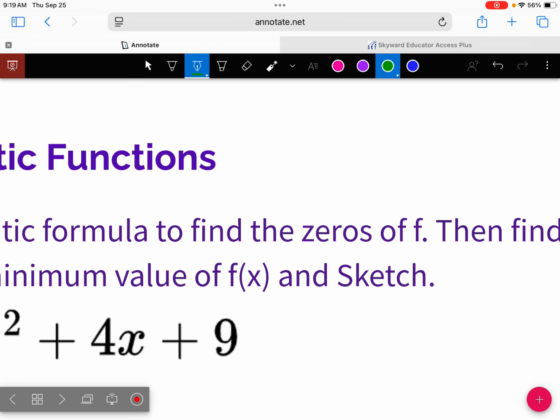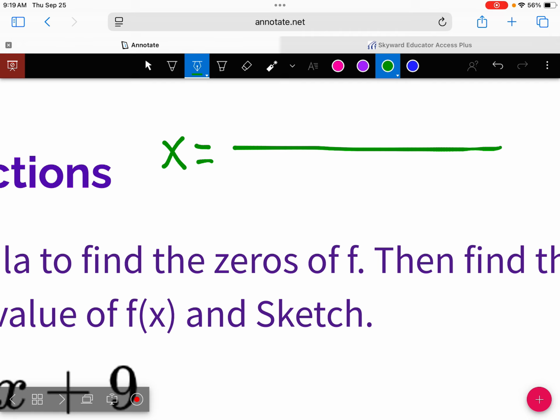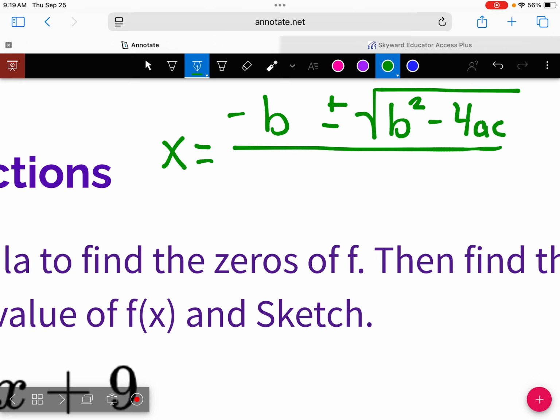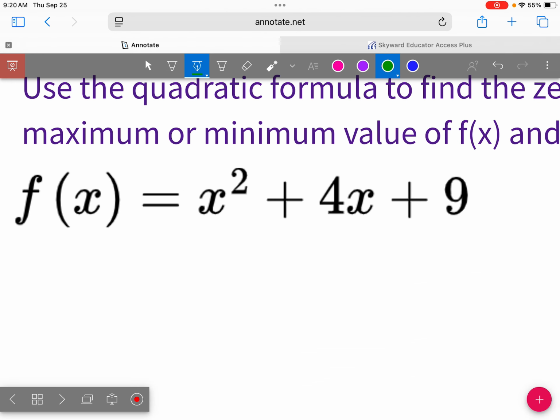So on this one, it does specifically tell us to use the quadratic formula. It also won't factor, so we kind of have to. So if we don't know it, that's our opposite of b plus or minus square root b squared minus 4ac all over 2a. So a lot of these pieces we already know, because we could find our roots just by substituting in those values, our zeros.